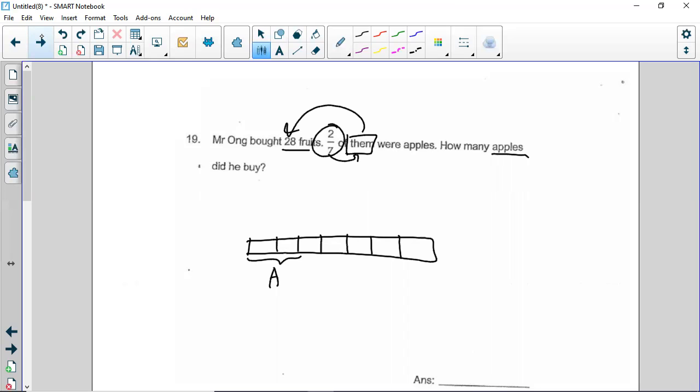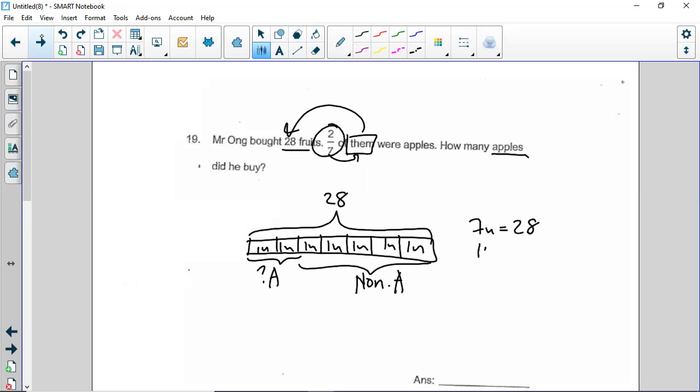All right, so if 2 units were apples, then the rest must be the non-apples. And Mr. Ong bought 28 fruits, and every box is a unit. So how many apples were there, which is the question mark. So of course, it's very easy that we don't need to draw a model. Okay, but I will still draw a model, all right? Just to show you how to break apart the fraction. So 7 units is 28, and then 1 unit will be 28 divided by 7. So 1 unit is 4, and there are 2 units of apples. So 2 units will be 4 times 2, and that's how you get 8 apples, right?